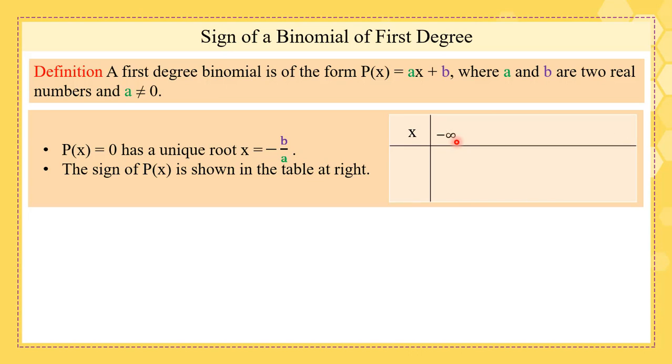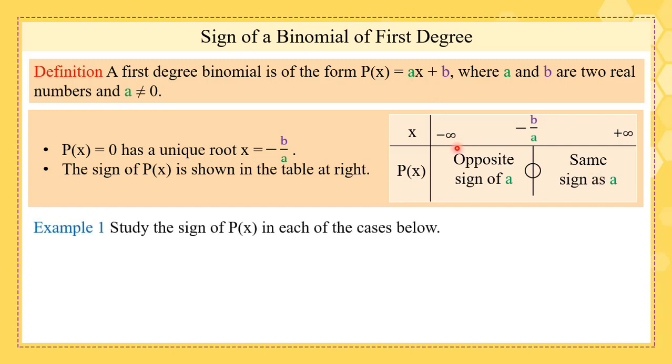This is x. X varies from minus infinity to plus infinity. We have to put this root here, and this is p of x. Because this is a root, we put a 0 here, and then we write the signs as opposite sign of a and same sign as a. Remember, this is a.